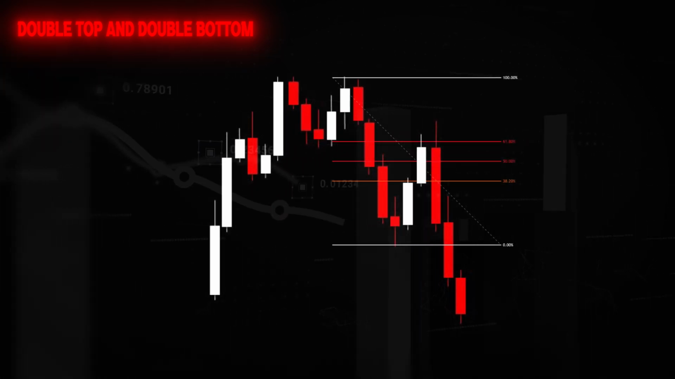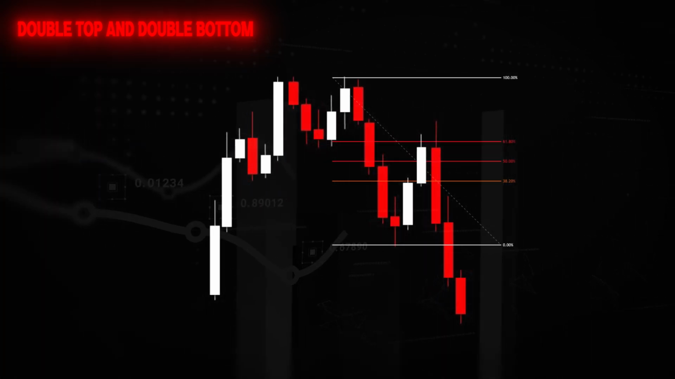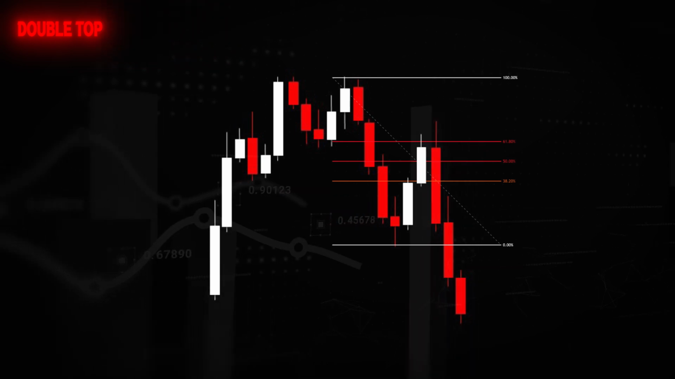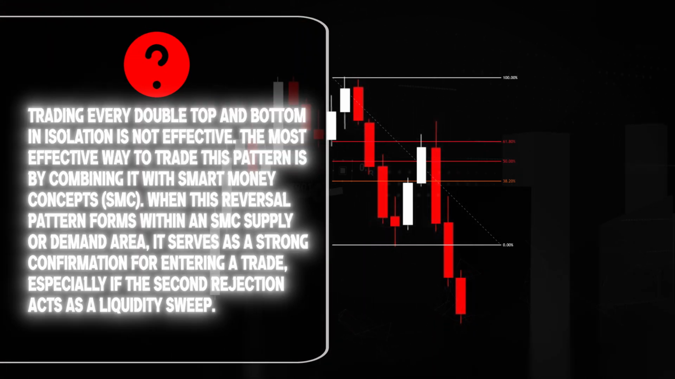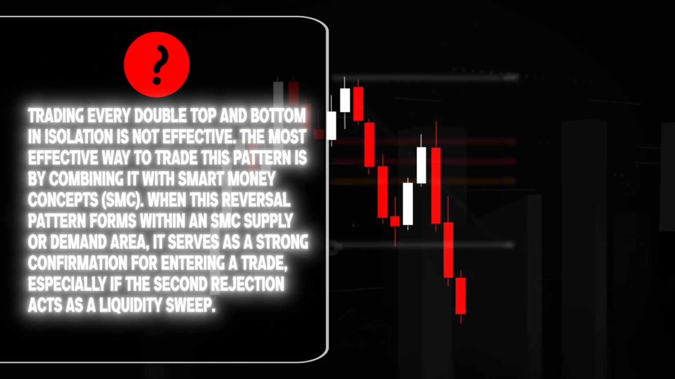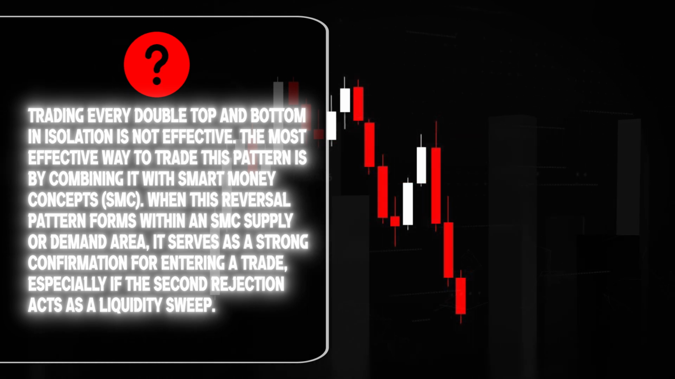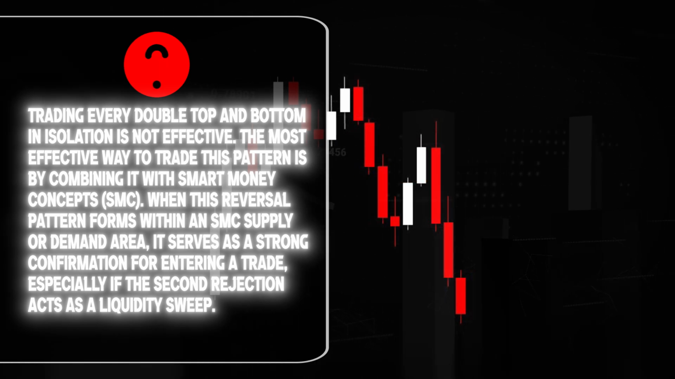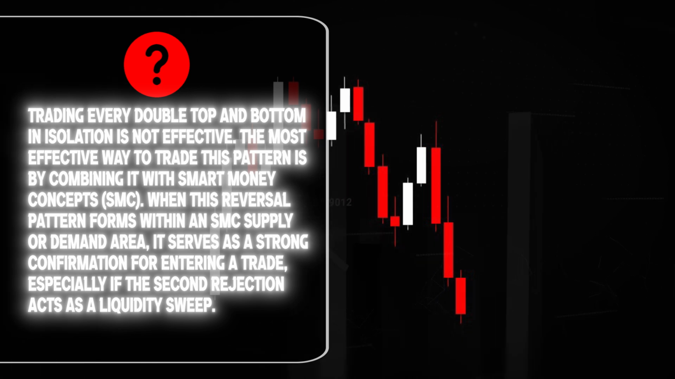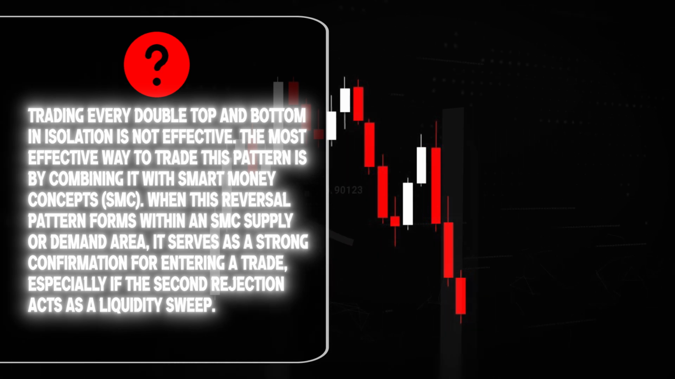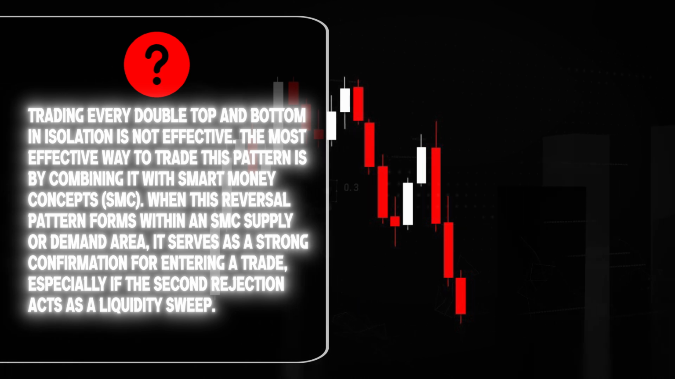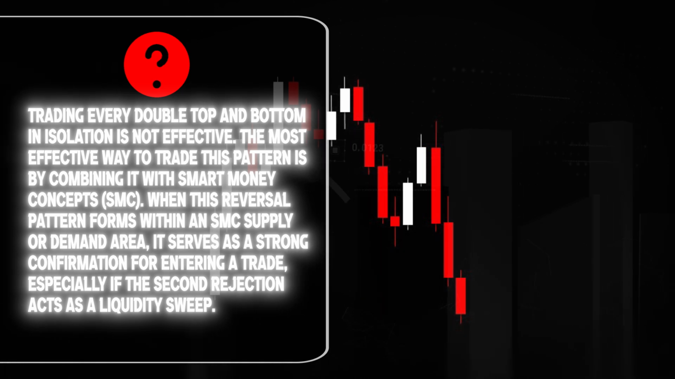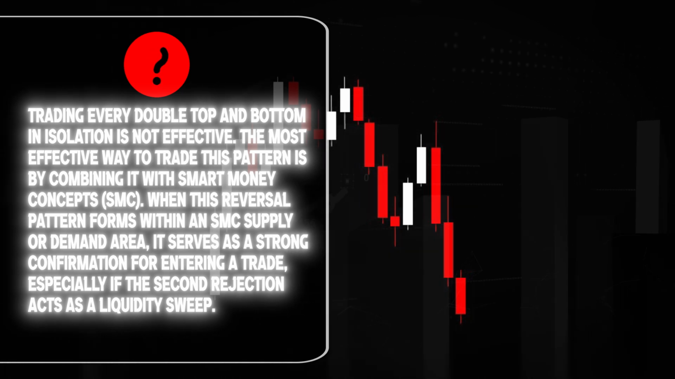Our stop loss is set below the swing low, targeting the next market structure level. However, an important point to consider is that trading every double top and bottom in isolation is not effective. The most effective way to trade this pattern is by combining it with smart money concepts. When this reversal pattern forms within an SMC supply or demand area, it serves as a strong confirmation for entering a trade, especially if the second rejection acts as a liquidity sweep.